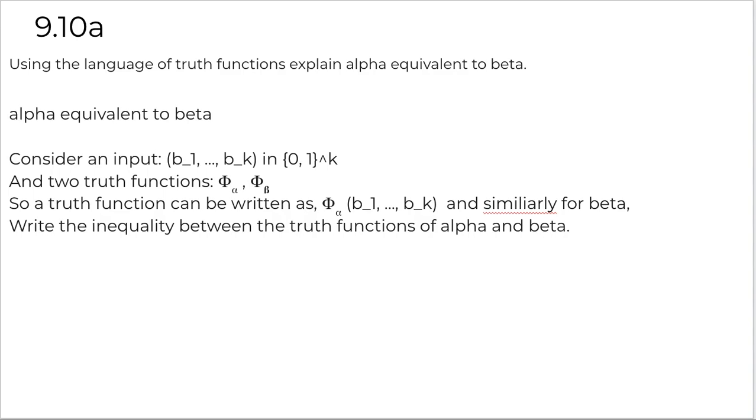A truth function would take an input of, let's suppose, the form b1 till bk, where they all belong to 0 or 1, right? The truth functions are phi alpha and phi beta, and they're usually written as phi alpha with the inputs taken, and you write the same thing for beta, phi beta of b1 till bk. Now what kind of relation would that be? If I have to say that alpha is equivalent to beta, then what will happen to phi alpha of b1, b2 till bk and phi beta of b1 till bk? Would phi alpha of all the inputs be equal to, greater than, or less than the other, phi beta of that? That's how you answer these.